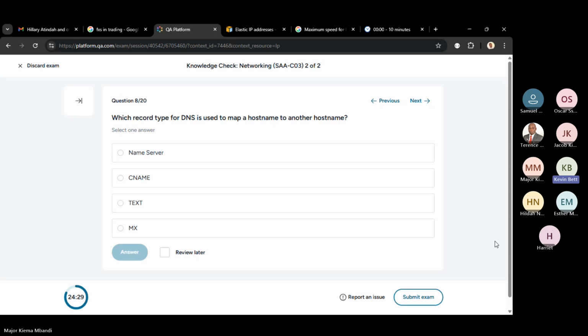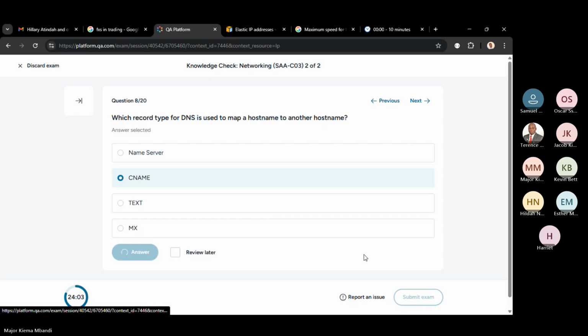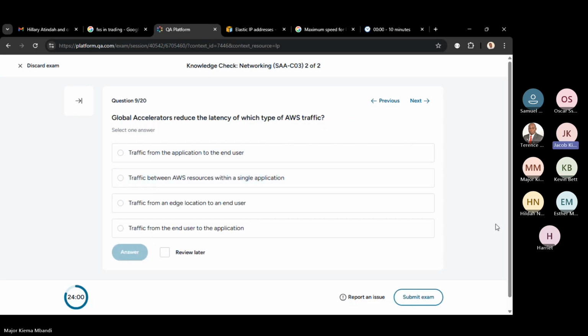Question is, which record type for DNS is used to map a host name to another host name? The first choice is name server. The second choice is the CNAME. The third choice is the text. The fourth choice is the MX. MX is for mails. I think it's option B, CNAME. And next is Samuel.